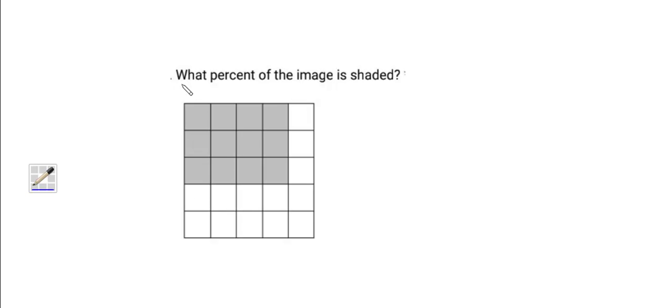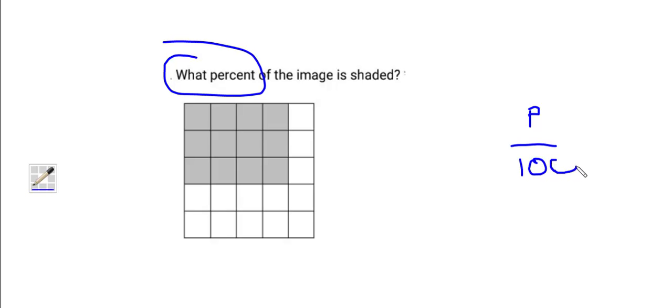And they're asking us here, what percent of the image is shaded? If they ask you percent, that means they want to know some value over 100. Now we can use proportional reasoning to figure this out, because the bottom number would be the all of it number, and the top number would be the part. I like to even put the words parts and wholes, or part and all. I think most teachers like the word whole, so let's use that.